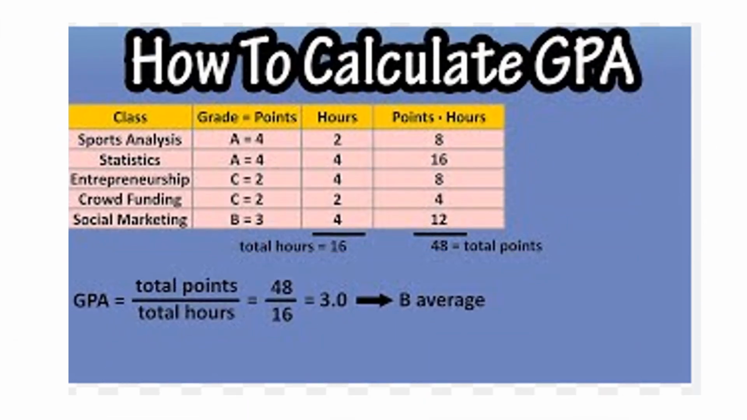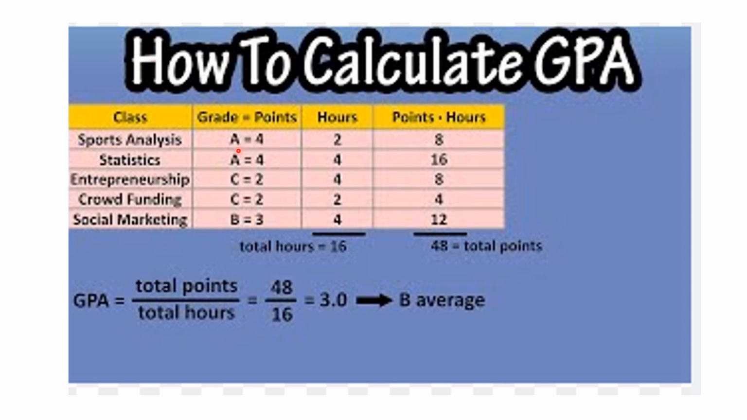Now, we use these kinds of things in terms of a weighted average to calculate a grade point average. You see, some of your courses are more semester hours than others. So here we have an example of how to compute a GPA. A student is taking a class called Sports Analysis, Statistics, Entrepreneurship, Crowdfunding, and Social Marketing. But they have different weightings. Sports Analysis and Crowdfunding are 2-hour courses, and the other 3 are 4-hour courses, so they count more.